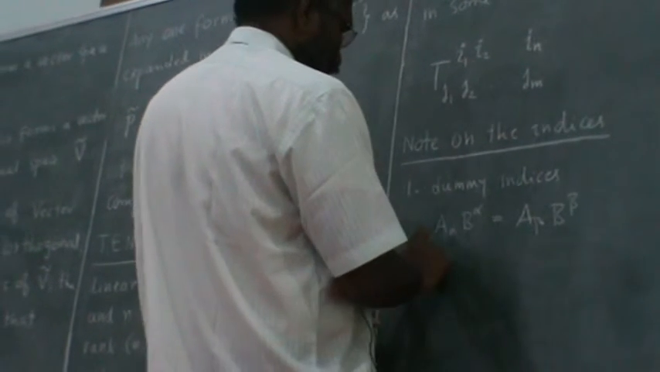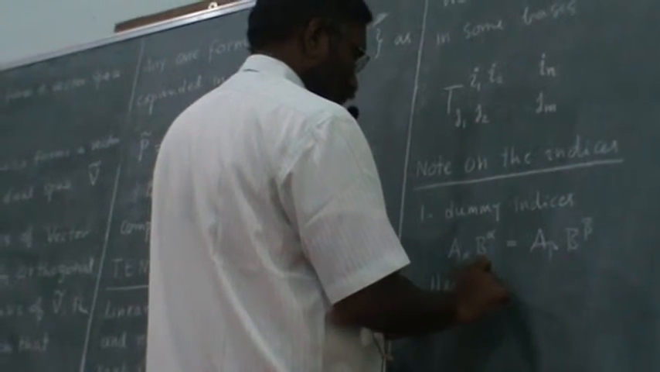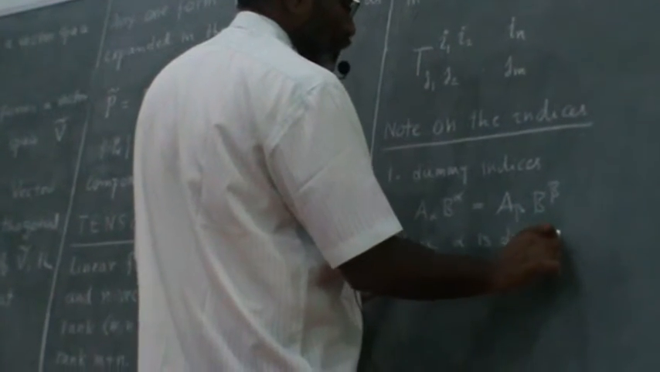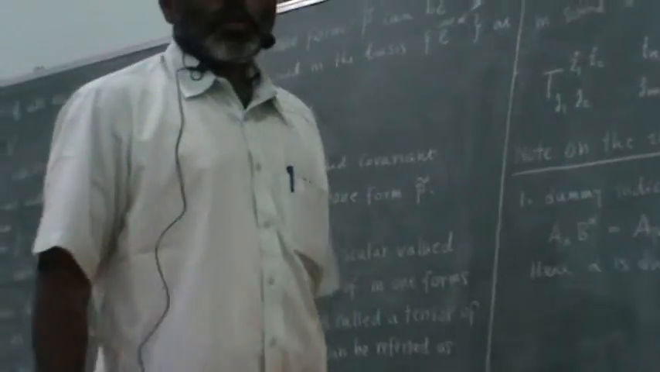So here alpha is dummy. Since it is summed over, that index does not carry any meaning.